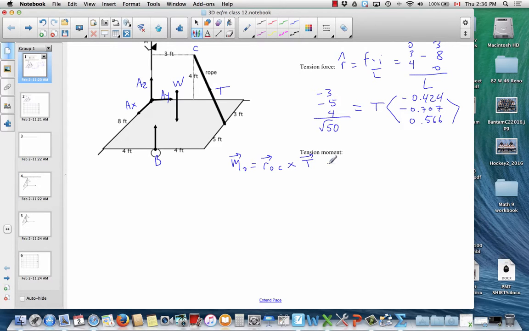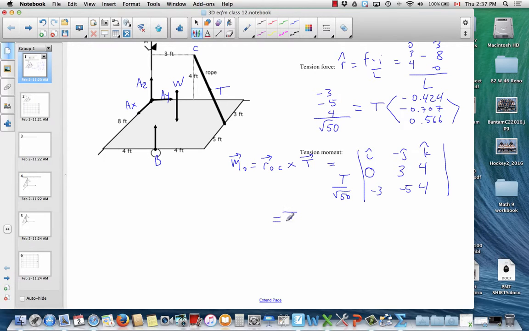So we'll load this up and we'll do the determinant technique. So we'll have i, minus j, and k. The components of r are 3j plus 4k, so you load the r first, 0, 3, 4. And then for the tension, we can probably work a little more easily if we use the exact values here. So that would be T over root 50. I'll just pull that out. Have to remember to multiply that at the end. And of course, this is just 5 root 2. And then it's minus 3, minus 5, and 4.